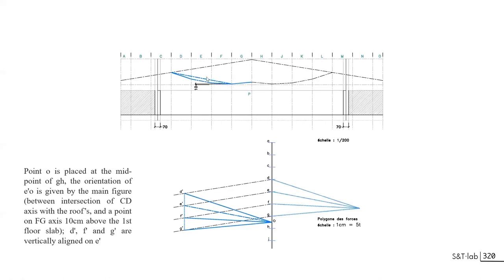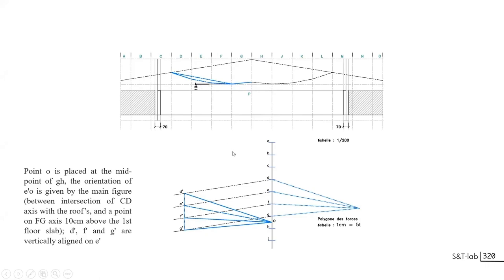If you draw this line, you know it will be parallel to the middle line of the first line. So this direction here will be known from the pole, and you can draw this vertical line and define what would be the successive ways of the funicular polygon.